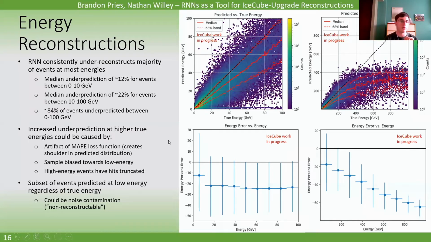And the last thing I want to point out is that a subset of events here are predicted at low energies, regardless of what the true energy is. This is a feature we're really interested in, and I'll dig into more later. One of our initial thoughts is that it could be noise contamination, or that there's something else about these events that just makes them really difficult for the neural net to comprehend. And so the blanket term that we've been using to describe these is non-reconstructible events.